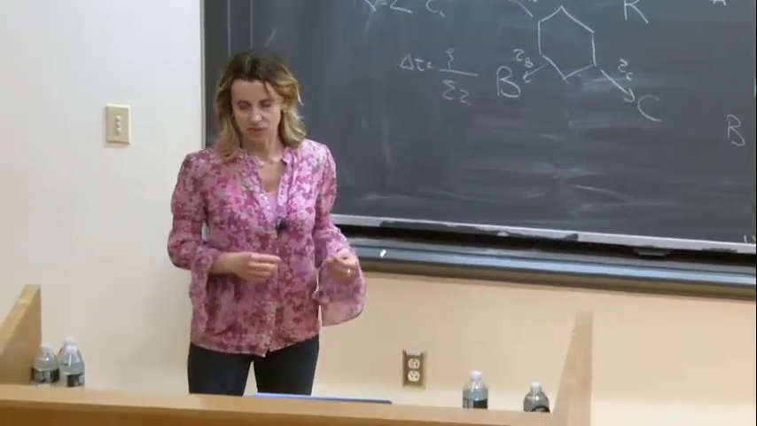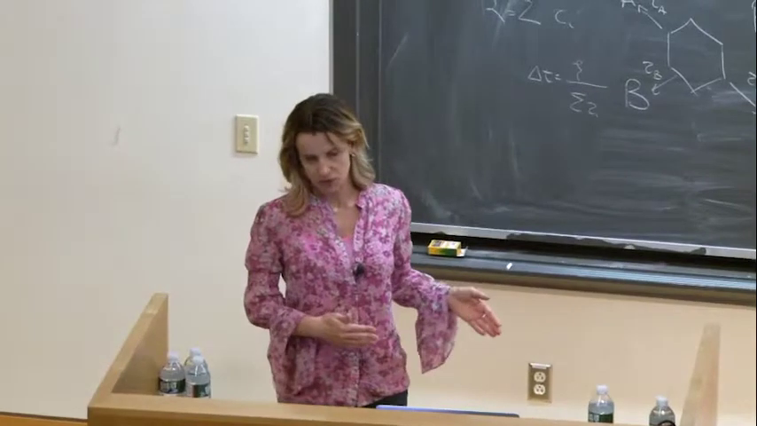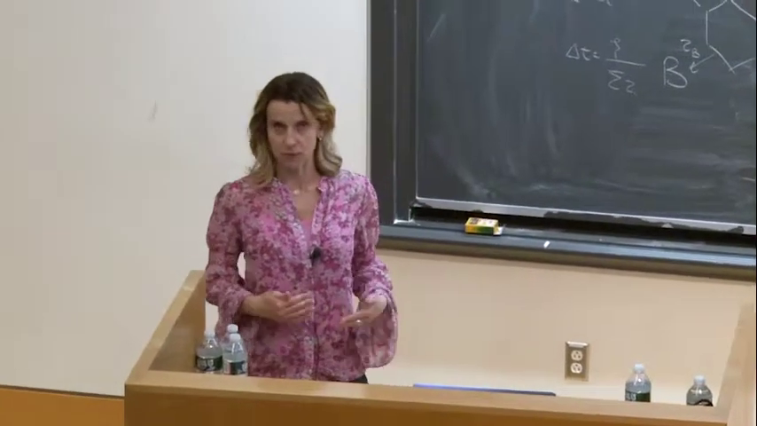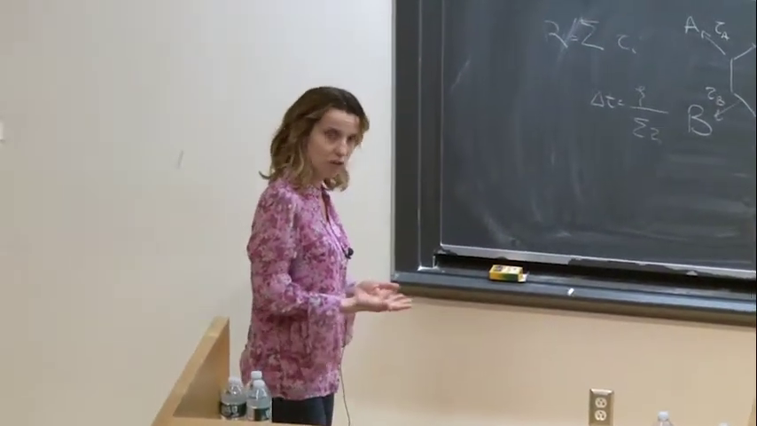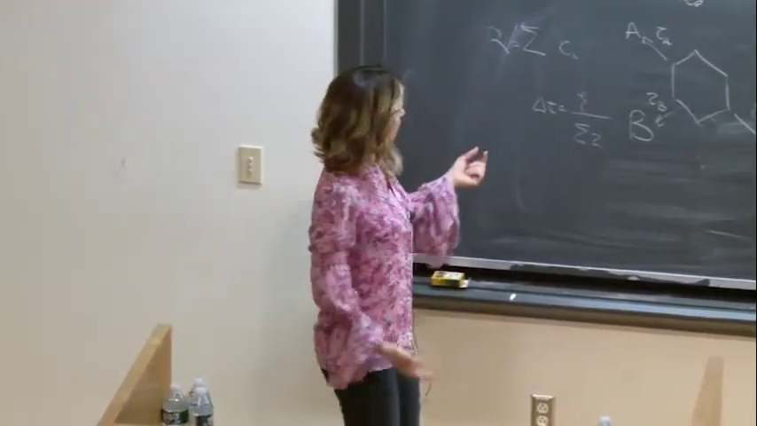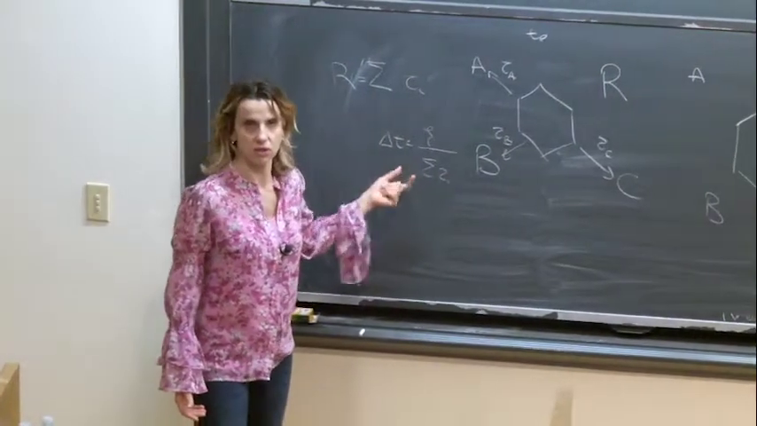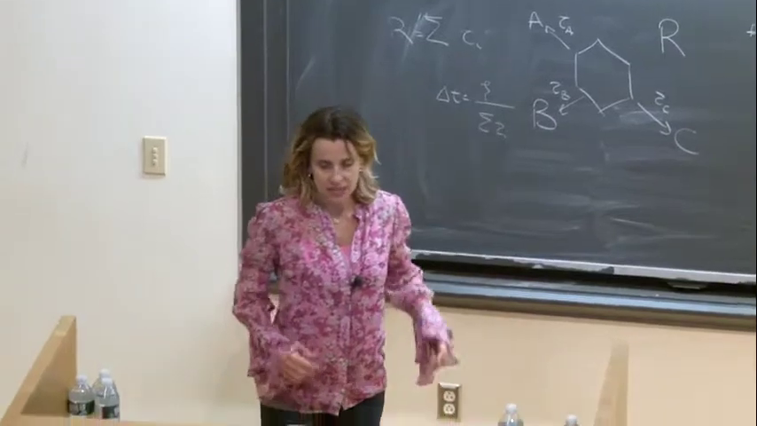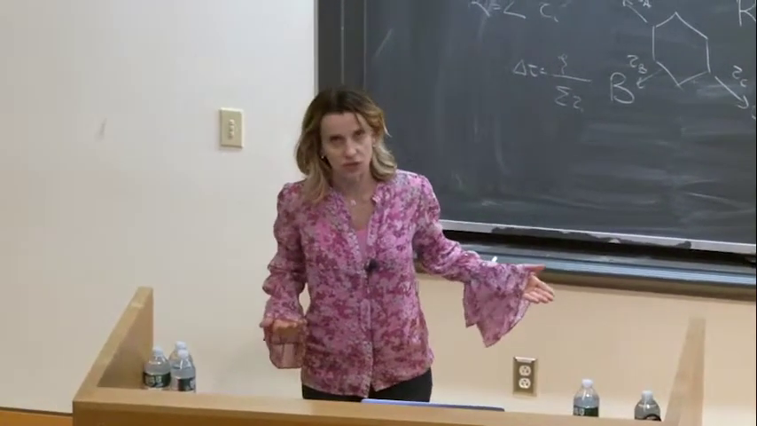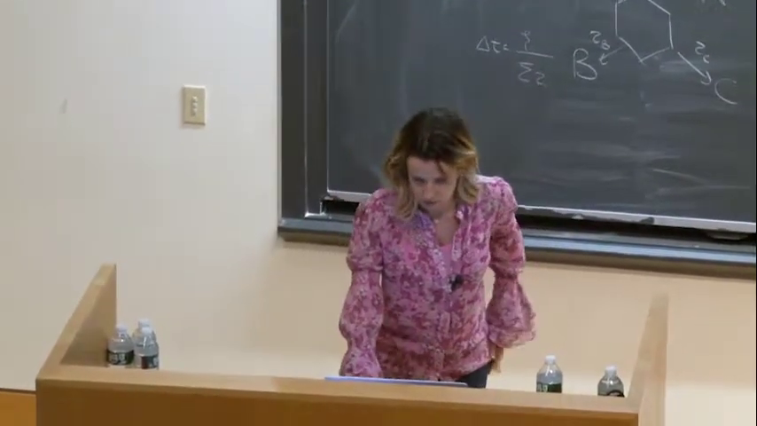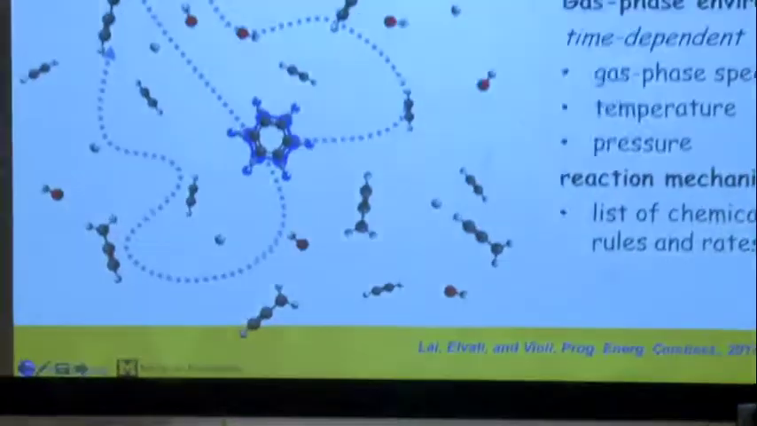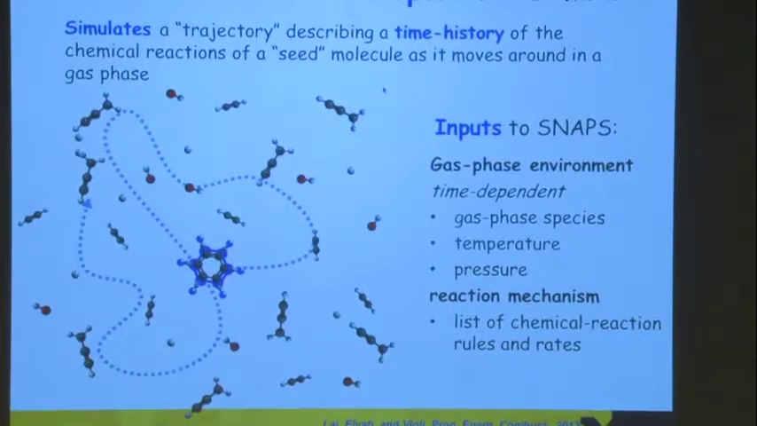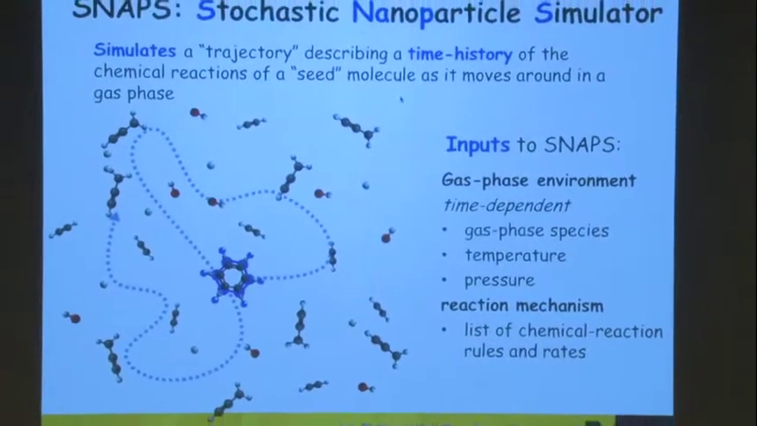And that is also the beauty, because on the other side it is flexible. Depending on the system and the type of reaction, the event that you want to follow, your delta T adjusts to this. And that allows you to go also to milliseconds if you're interested, moving in time. And so what SNAPS does is basically simulate a trajectory, described with the time history of the chemical reactions.